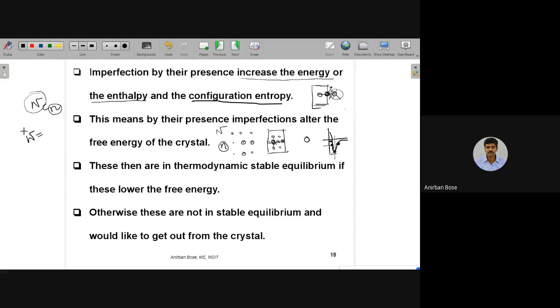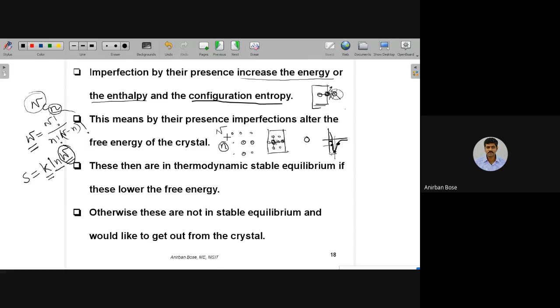So W, the number of configurations possible, is basically N choose n, which can be calculated as N factorial divided by n factorial times (N minus n) factorial. In this way you can find the total number of configurations, and you know the associated configuration entropy. If you remember, the definition of configuration entropy is the Boltzmann constant multiplied by ln of the number of configurations possible. So S equals k, the Boltzmann constant, times the natural logarithm of W. What is W? The number of configurations possible, given by this expression.